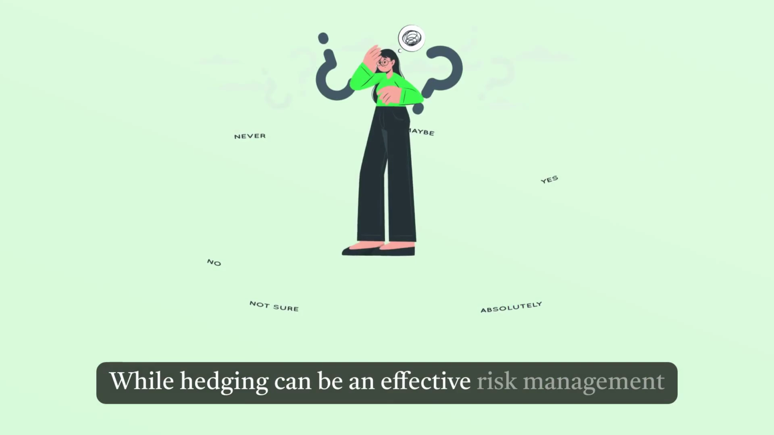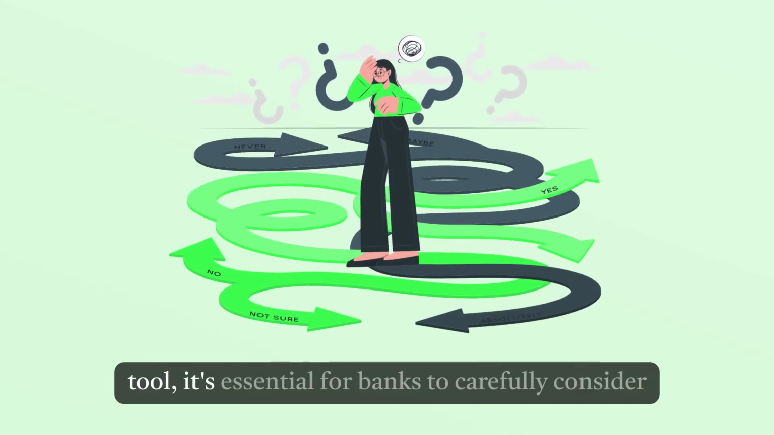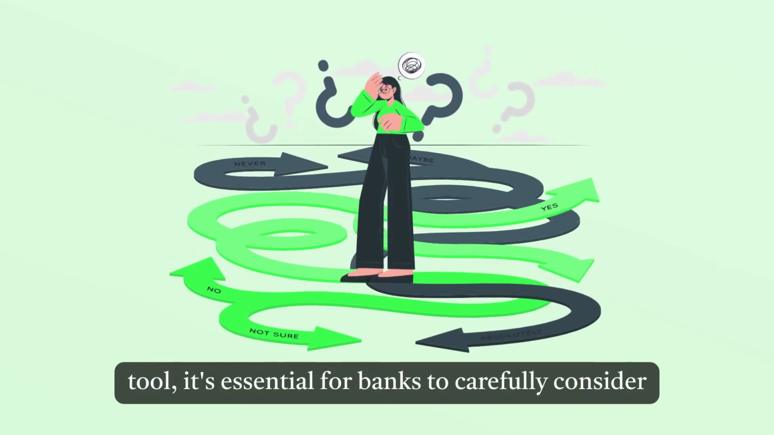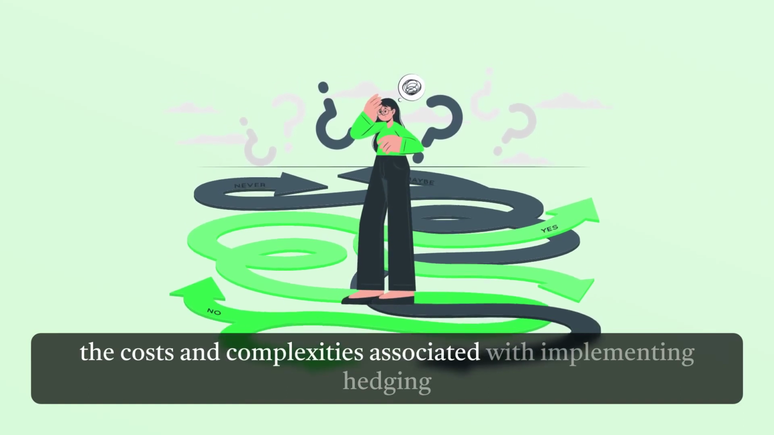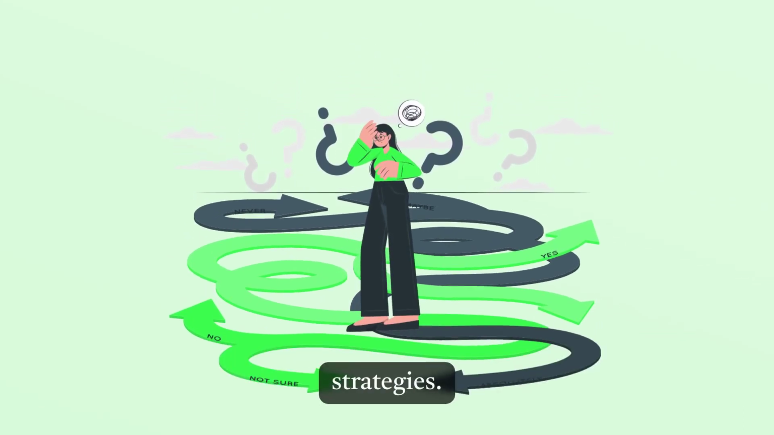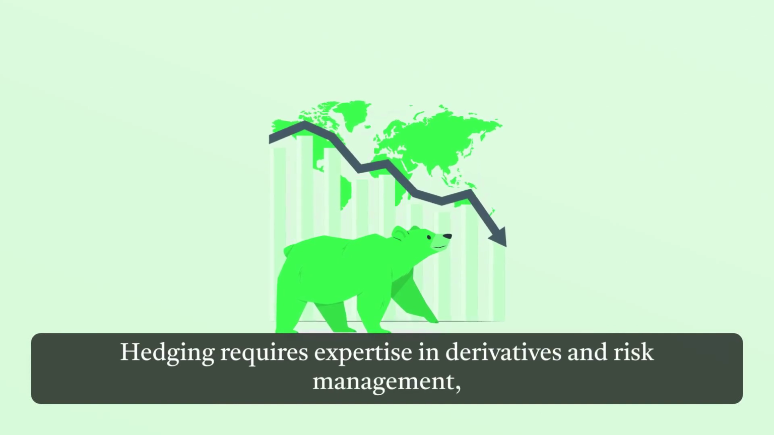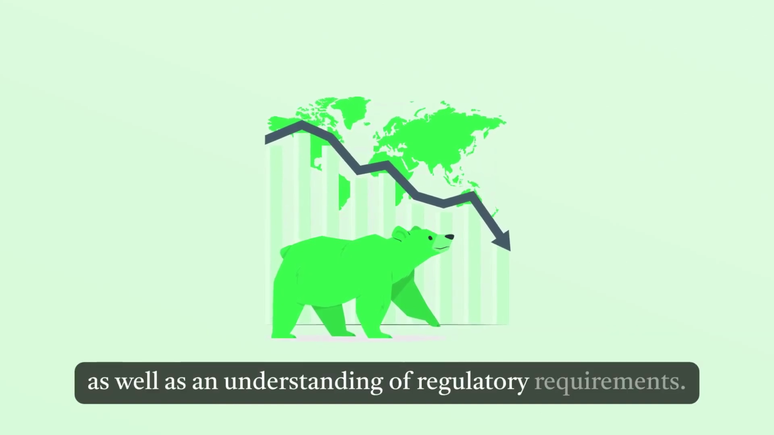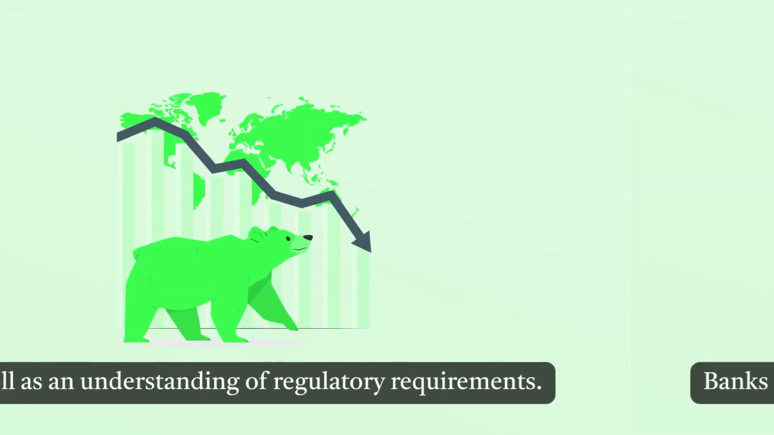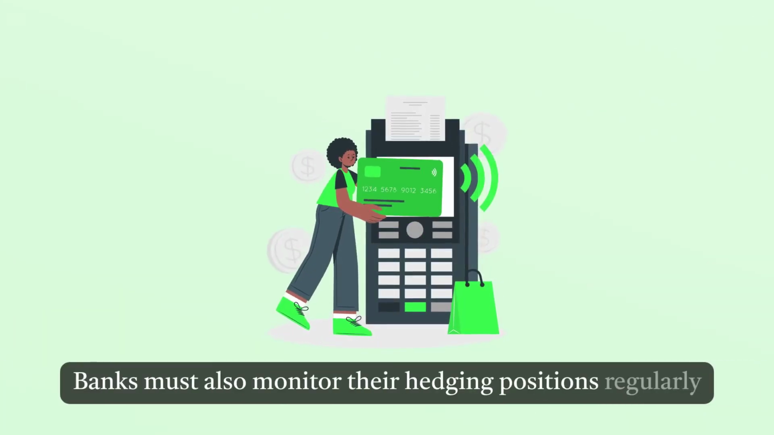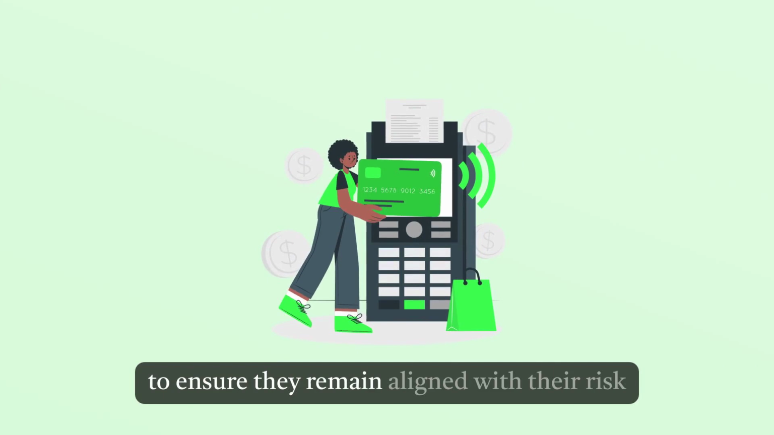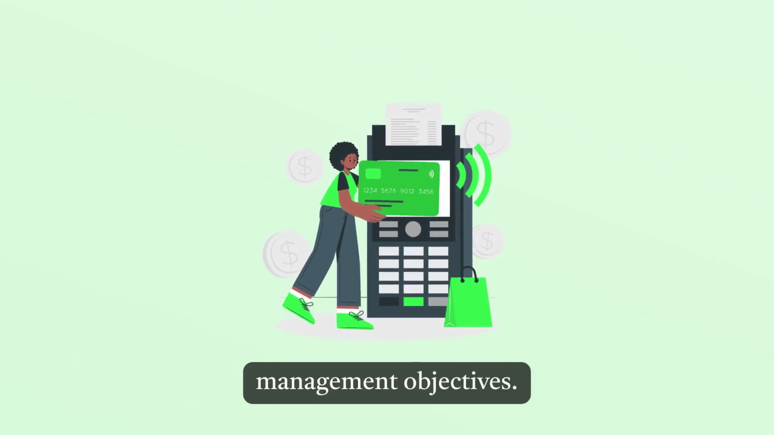Risks and considerations. While hedging can be an effective risk management tool, it's essential for banks to carefully consider the costs and complexities associated with implementing hedging strategies. Hedging requires expertise in derivatives and risk management, as well as an understanding of regulatory requirements. Banks must also monitor their hedging positions regularly to ensure they remain aligned with their risk management objectives.